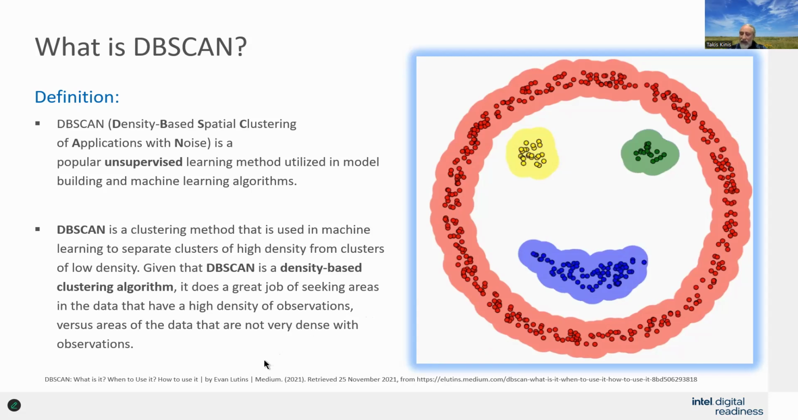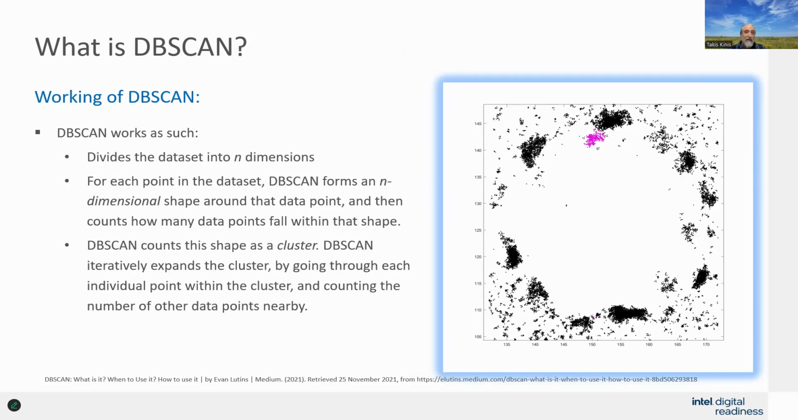The way that it operates is it divides the data set into a certain number of dimensions, and n is basically a variable. We don't know how many that is. As you look at this graphic, you see what it's highlighting: larger clusters of information, things that are clearly grouped together in an area, right? And it's kind of ignoring the stuff that's not. It says for each point in the data set, DBScan forms an n-dimensional shape. We don't know. It could be a square, it could be a circle, it could be an ellipse, it could be whatever.